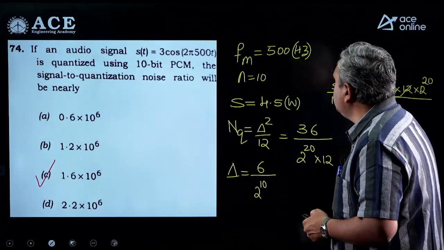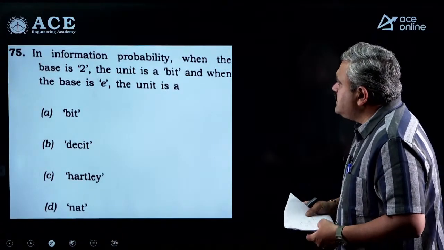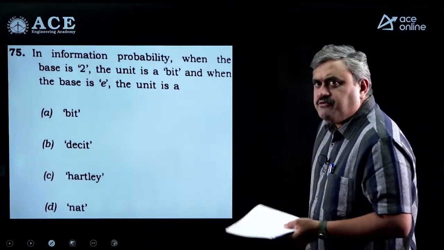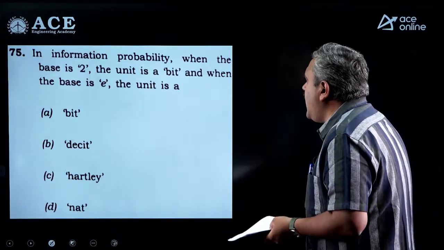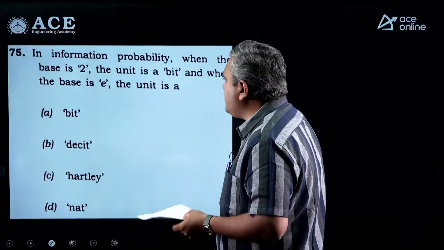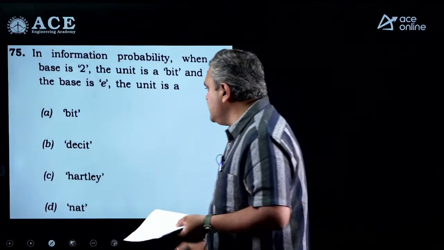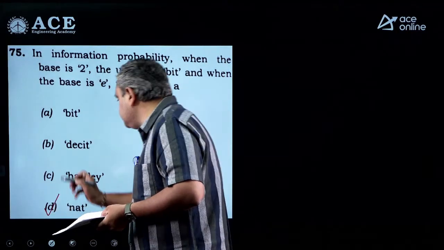Next, theory bit. In information theory, when the base is 2, the unit is bits, we all know that. And when the base is e, natural base e, the unit will be nats.